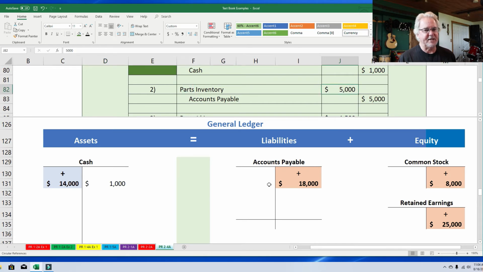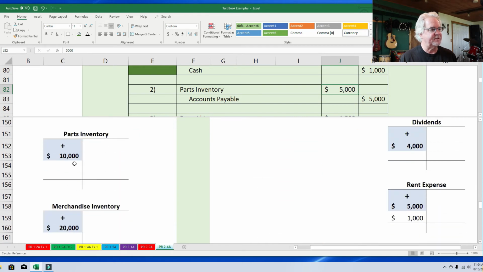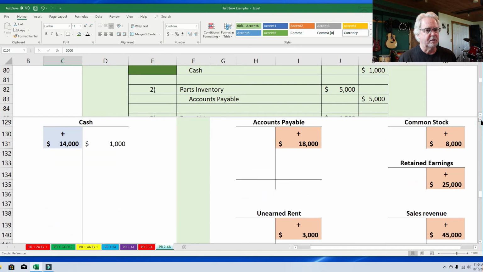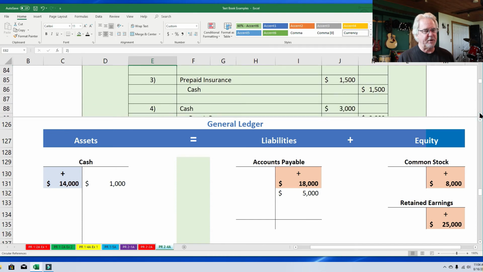So, okay, parts inventory for $5,000. Parts inventory on the left-hand side. Let's get that posted. Parts inventory, $5,000 on the left-hand side. There you go. Accounts payable on the right-hand side for $5,000. There we are. Okay, so we got this one done. I'm going to mark it off so that way I don't get mixed up and say, oh, did I do that or didn't I? Because that's the biggest way to mess up.